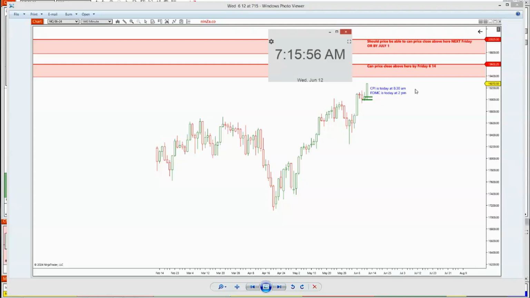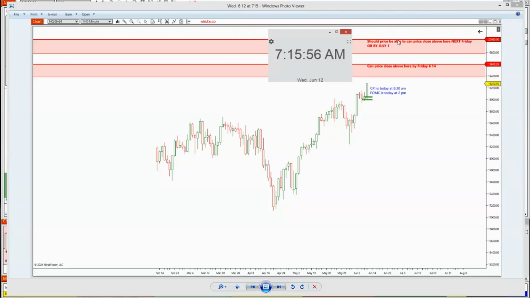And of course, the CPI that was at 8:30 and it's 9:22. Want to see if price can close above here today. All right. So that information right there, and that's that red zone we're operating in right now. So we want to see if they can close above here today, if not by Friday. And if not, let's see, next Friday, can they get above here?